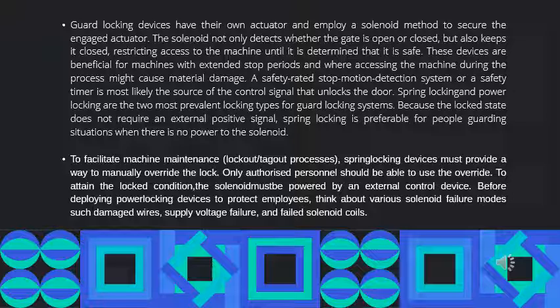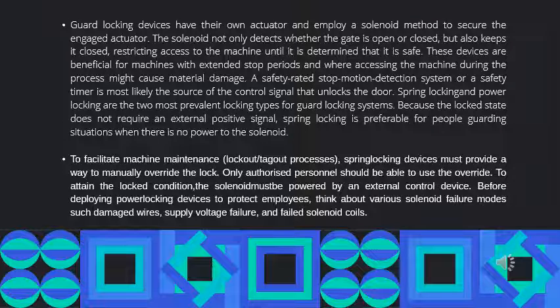Because the locked state does not require any external positive signal, spring locking is preferable for people guarding situations when there is no power to the solenoid. Second, to facilitate machine maintenance, lockout or tagout processes, spring locking devices must provide a way to manually override the lock. Only authorized personnel should be able to use the override.